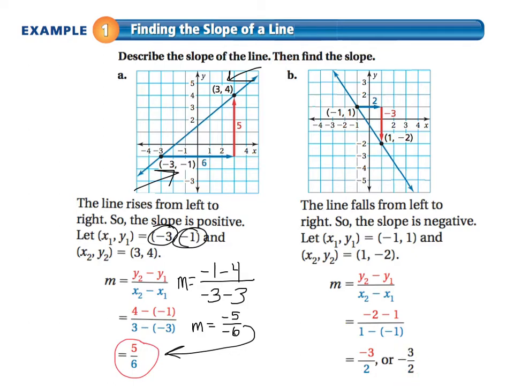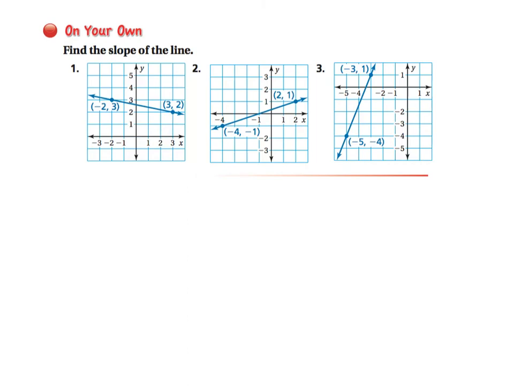And you could always check it by looking here and saying, okay, I go down 3, right 2. Here you could go up 5, right 6. If you just want to look at these and figure out the slope yourself, this is extra examples.